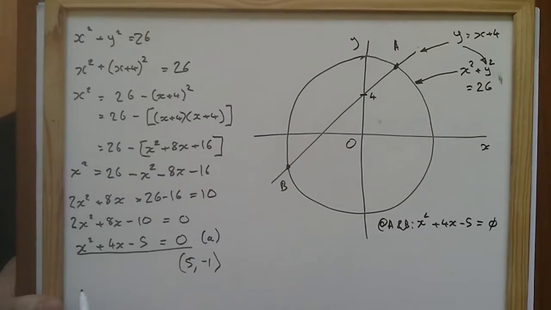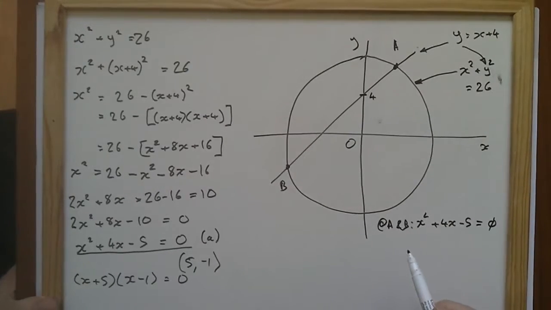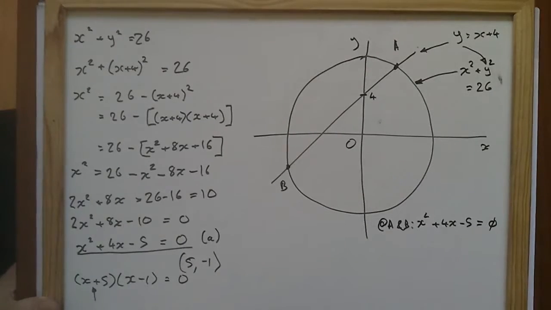So this whole thing factorizes to be (x plus 5)(x minus 1) equals 0. If you don't believe me, pause the video, multiply these out, and you'll end up back where you started. So this is the correct factorization of this. And this has two solutions, where either this is 0 or this is 0, because 0 times something is nothing, and something times 0 is also nothing. So when either one of these is 0, we have a solution.